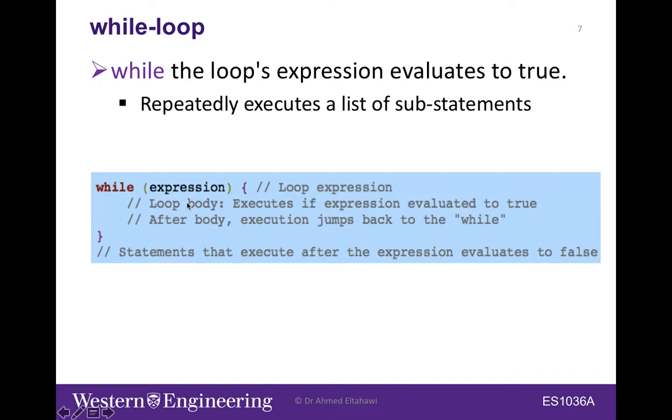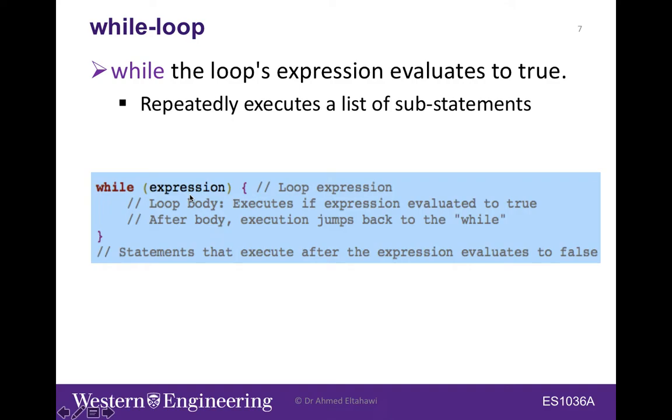Its structure is like this: while, and you put the expression. If the expression is true, you go inside here, to the loop body, and execute. If not true, that means the expression evaluates to false, and you go past the loop. So this loop body is executed if the expression is evaluated to true. After executing it, execution jumps back to the while loop again.